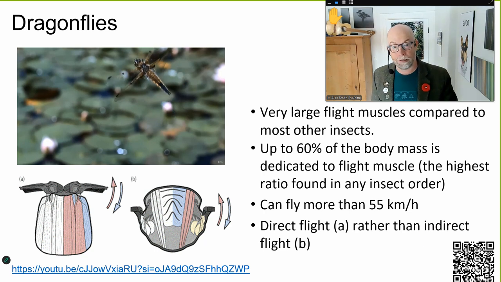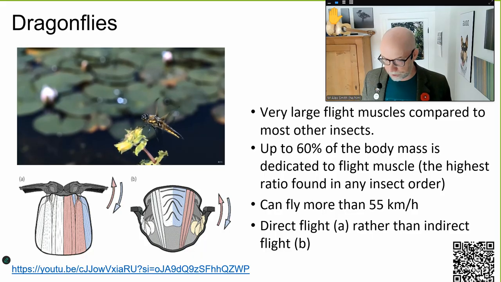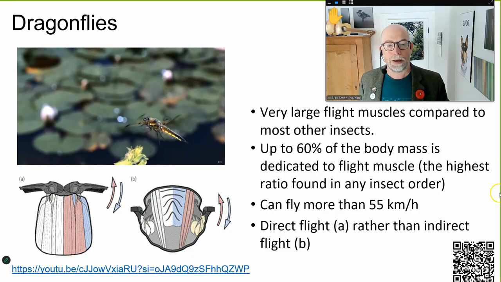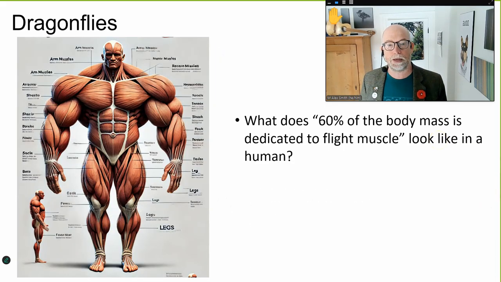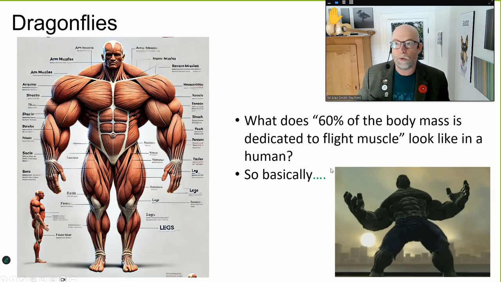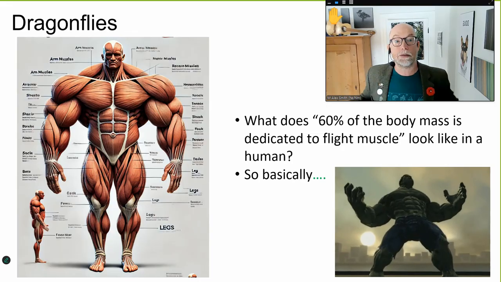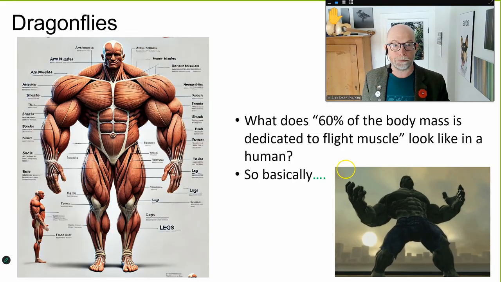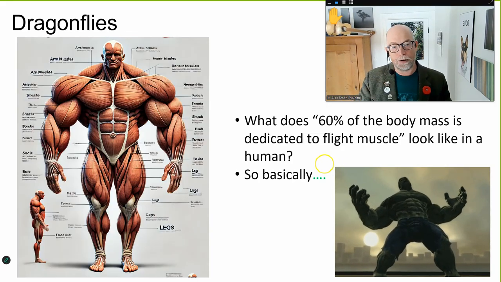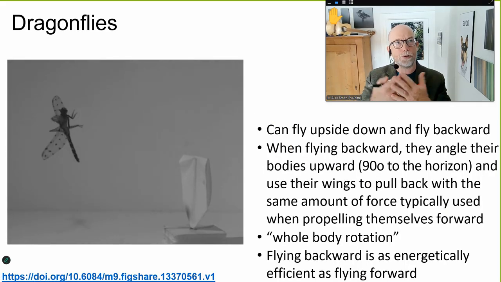So direct flight using 60%, and that number kind of stuck in my head as I was preparing the slide. And so I thought, well, what does it look like? What does 60% of your body mass dedicated to flight look like in a human? And it basically looks like the Hulk. This is what you would look like if 60% of your mass was dedicated to the muscles that power how we would fly.